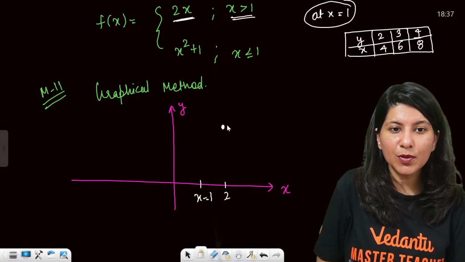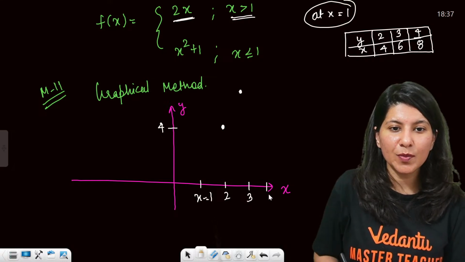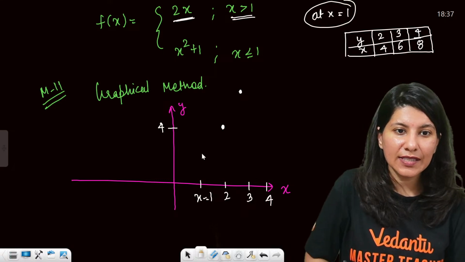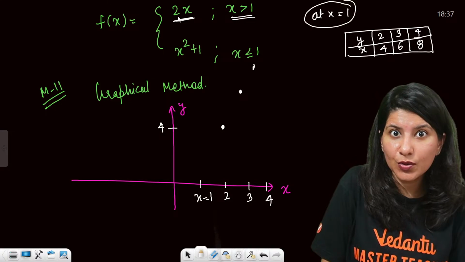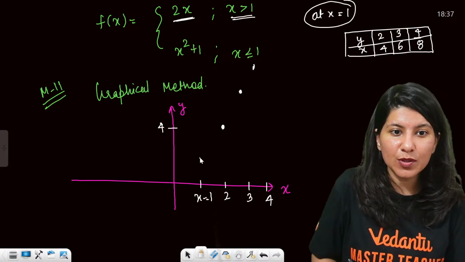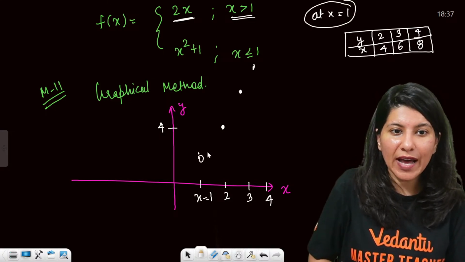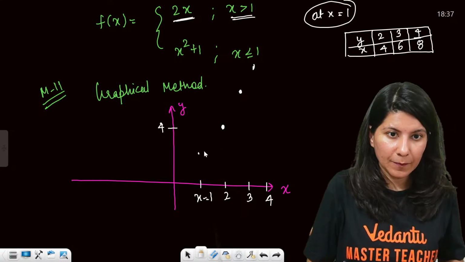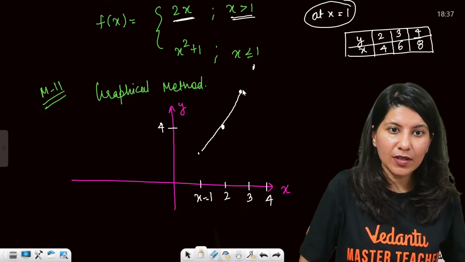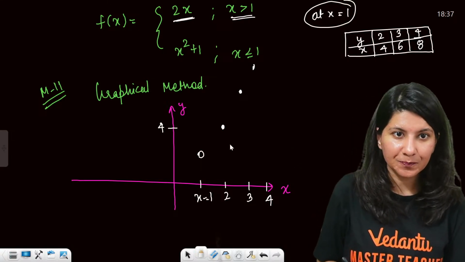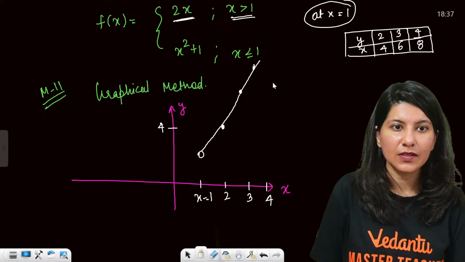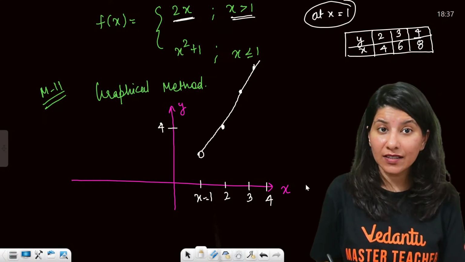So the moment you put 2, you get 4. The moment you put 3, you get 6. The moment you put 4, you get 8. And the moment you put 1 over here, f of 1, although you can't put, f of 1 will be 2. So basically at 2, you will have a hollow circle. And this is how your graph will look like. Clear? Okay. So this is when x is greater than 1.